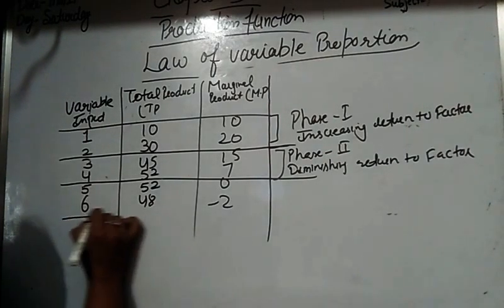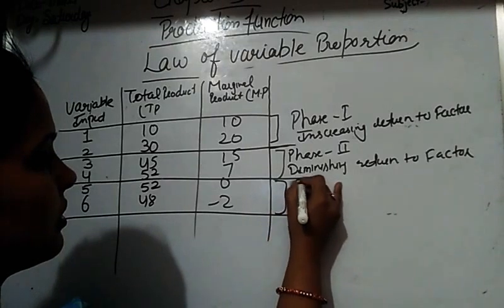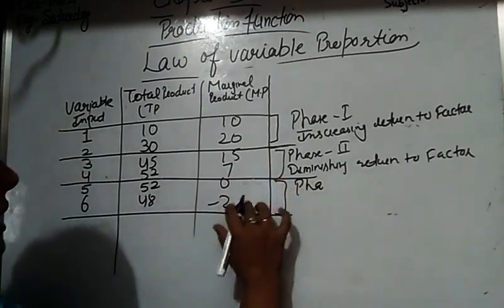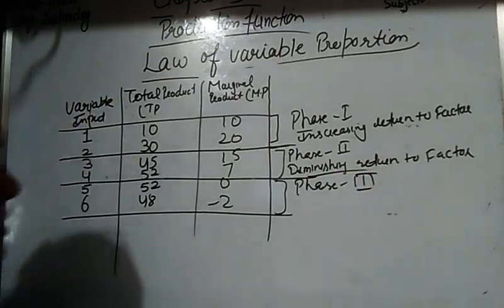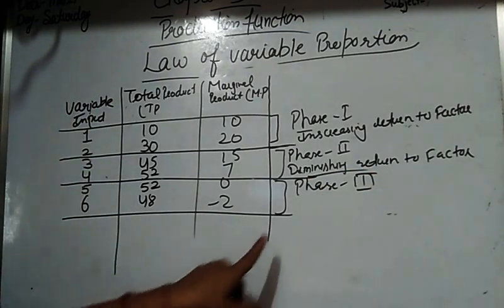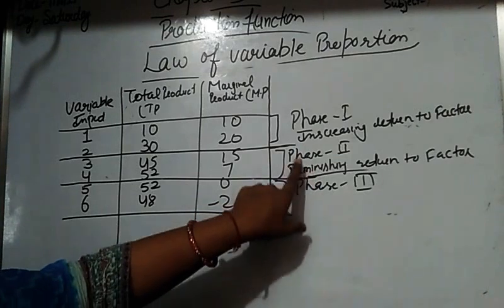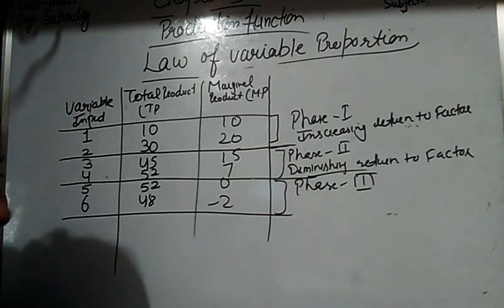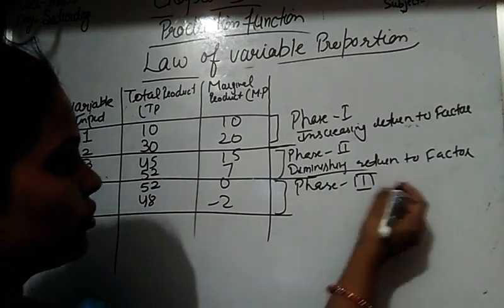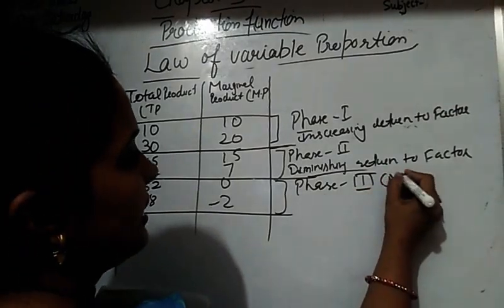After that, the last phase is phase third. In phase third, students, this is part of diminishing return, where negative returns are there. So the third phase we call negative return.